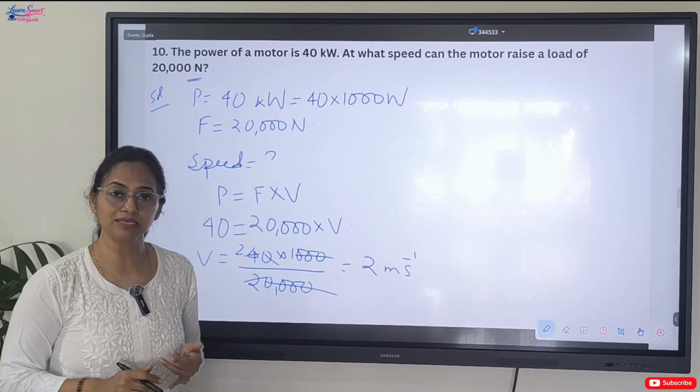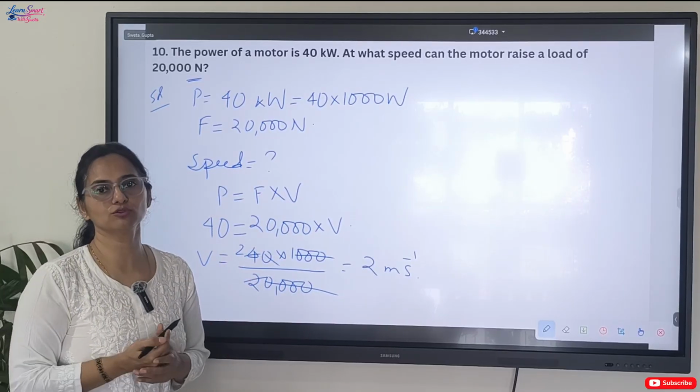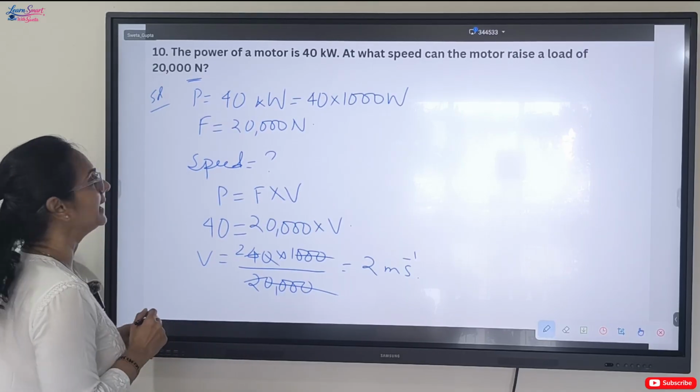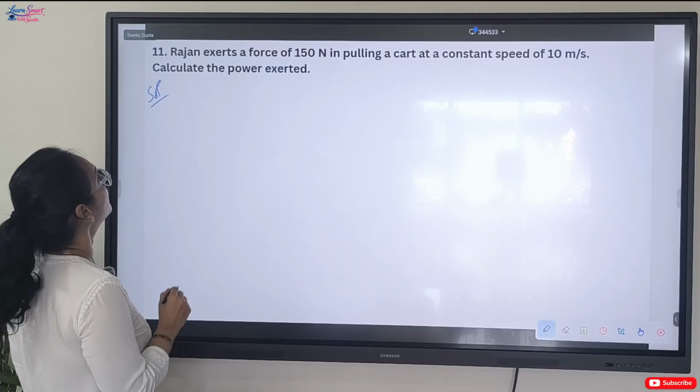And the question is very easy, but if someone does not remember P is equal to F into V, you won't be able to solve the question. So please remember the formulas nicely. Let's see the next question. Let's look at this question.